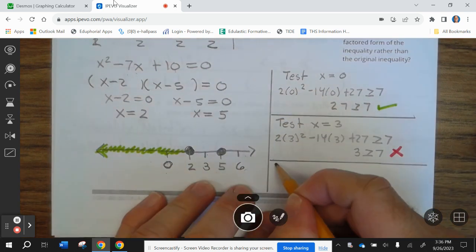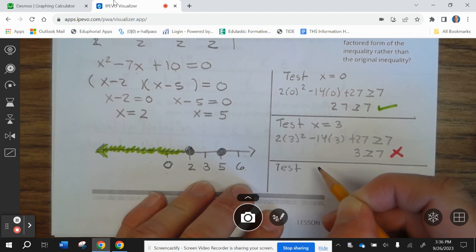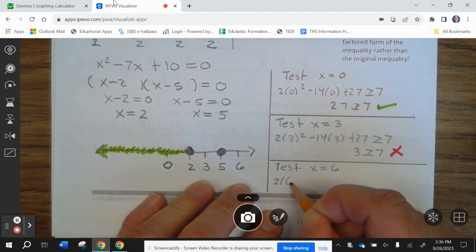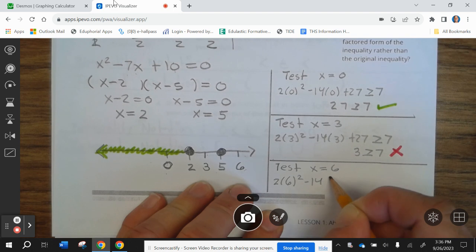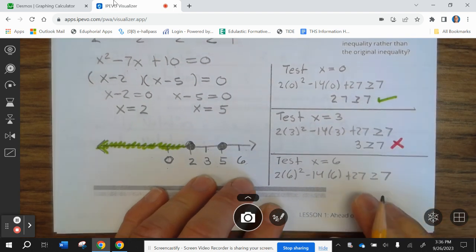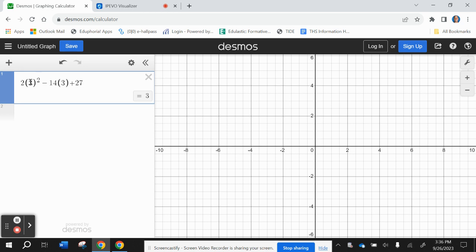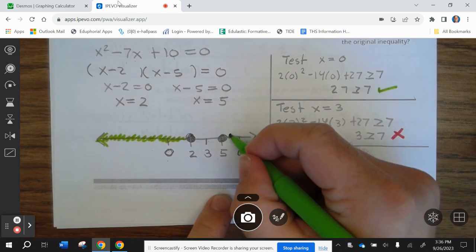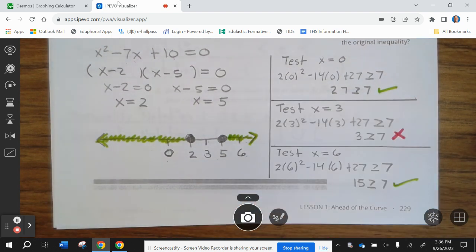All right, and then the last value. Okay, let's test x equals 6. So that's 2 times 6 squared minus 14 times 6 plus 27 greater than or equal to 7. And so that's 15. Okay, so that checks, so we can shade to the right in that region.